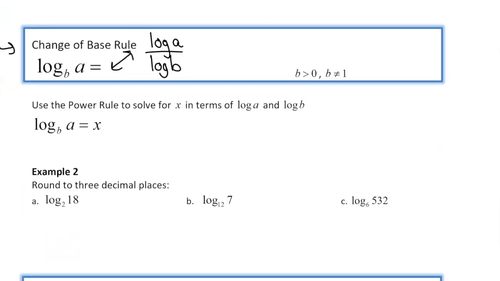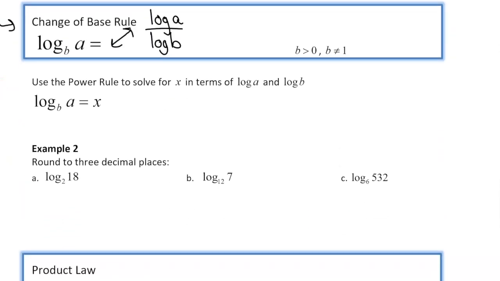So we've identified our change of base rule, and then just to make sure that we're all good with the calculator, this part here I actually probably don't even need to have in the notes. It says use the power rule to solve for x in terms of log a and log b. They're just saying, could you rewrite this as saying log a over log b equals x? And then there's really not too much more to be able to do there. So I'll edit that out for next year.